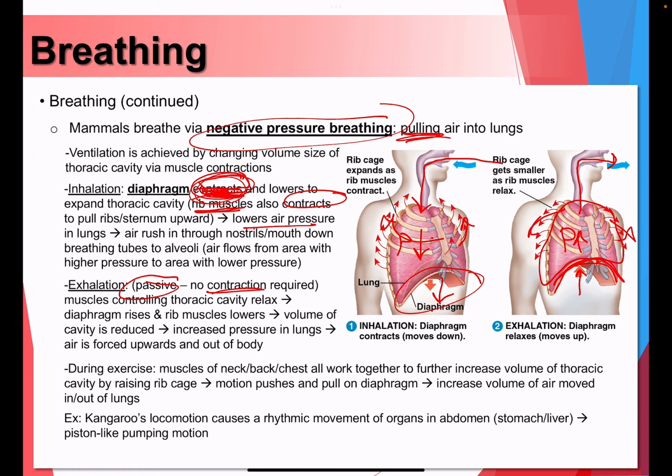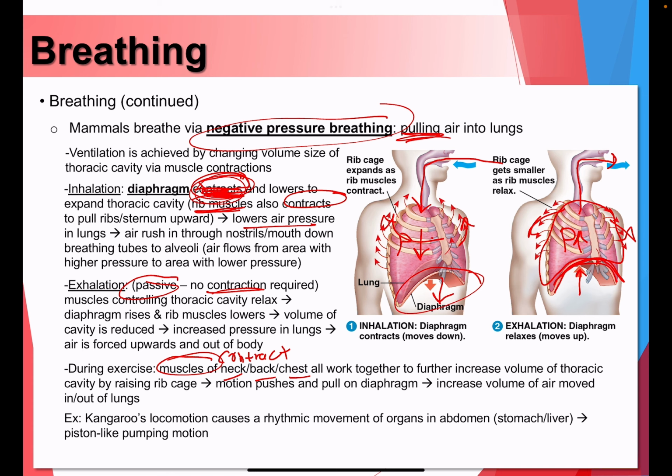But during exercise, this is where contraction is required. Your muscles are required to contract when you're doing what we call active exhalation. When you're just breathing out normally, you don't require contractions of muscles at all. But during exercise, you will need to forcefully contract muscles of the neck, back, and chest, all working together to further increase the volume of your thoracic cavity and raise the rib cage. The motion of pushing and pulling on the diaphragm along with the rib cage increases the efficiency, allowing you to inhale and exhale very quickly, moving oxygen in and carbon dioxide out very quickly.